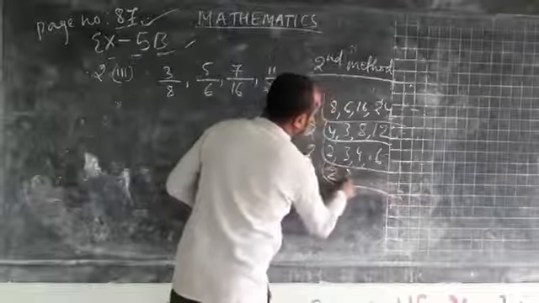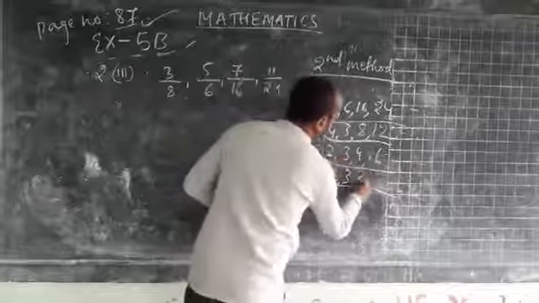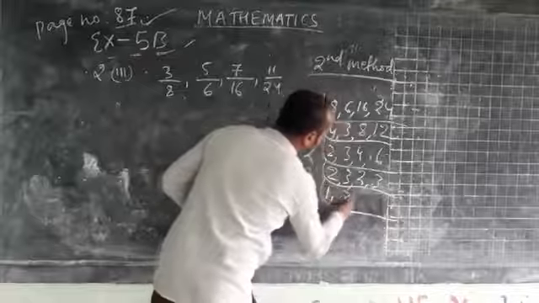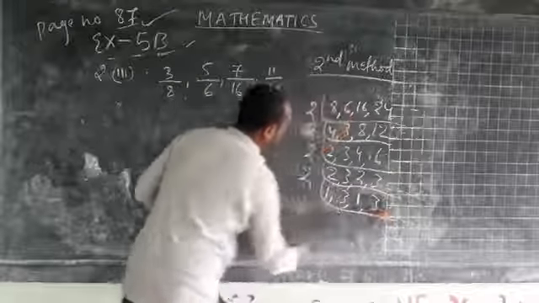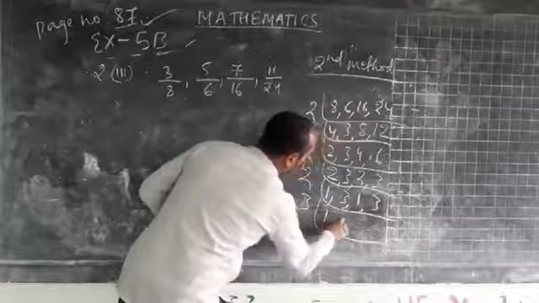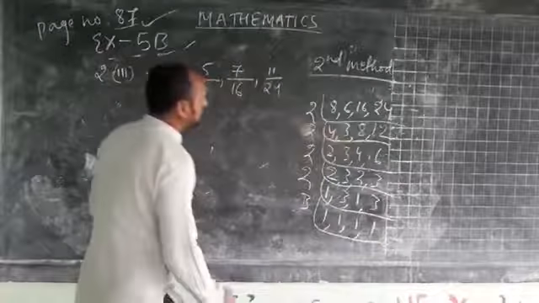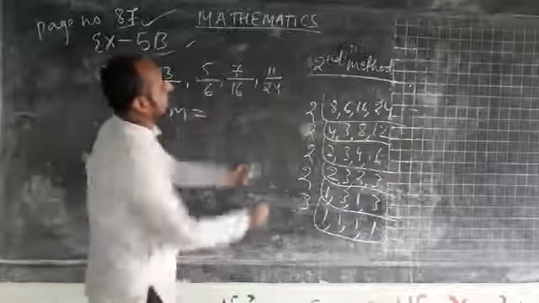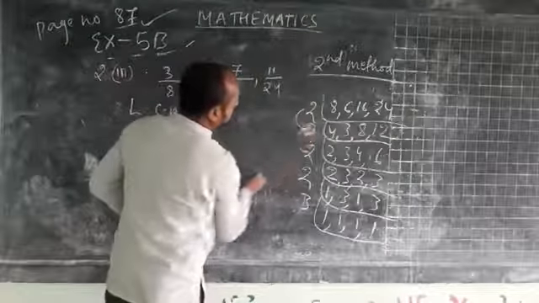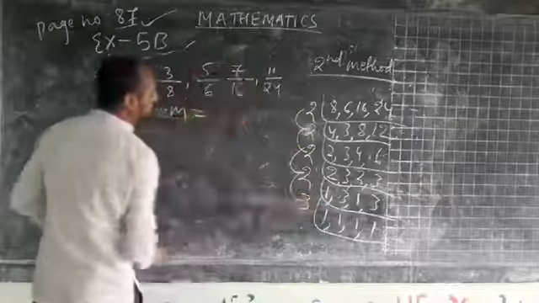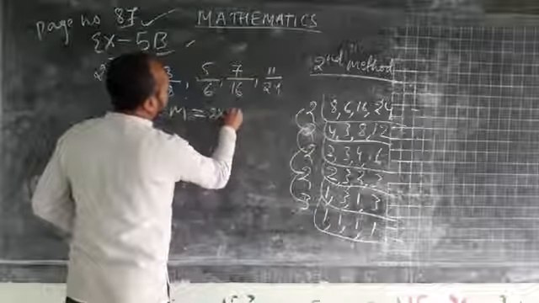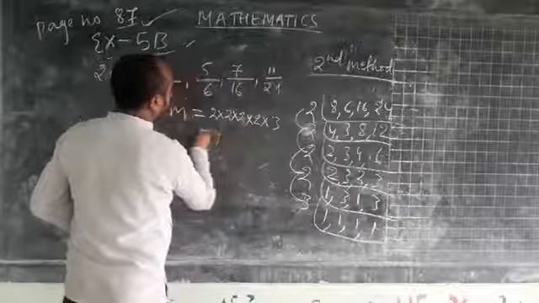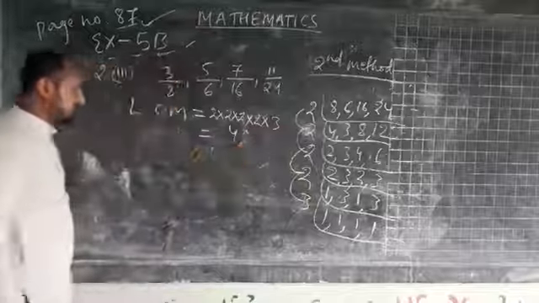So 2, 3 will remain as it is. 2 2s are 4, 2 3s are 6. So 2 1s are 2, 2 1s are 2, 3 will remain as it is. Again with 3, 3 1s are 3. So LCM equals 2 2s are 4, 4 2s are 8, 8 2s are 16, 16 3s are 48. So 2 into 2 into 2 into 2 into 3 equals 48.